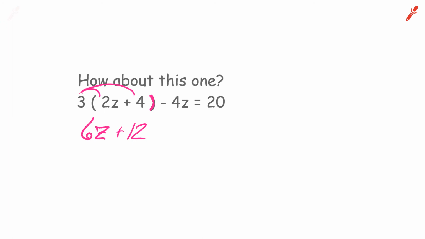You see this second parenthesis back here? That tells me I am not distributing past that point because I'm only allowed to distribute into my set of parentheses. So I've got 6z plus 12 minus 4z equals 20. What I want you guys to do is go ahead and solve this from this point. Solve this from what's written in pink.